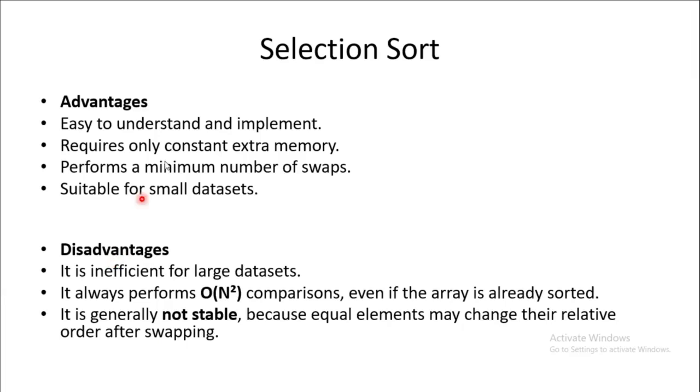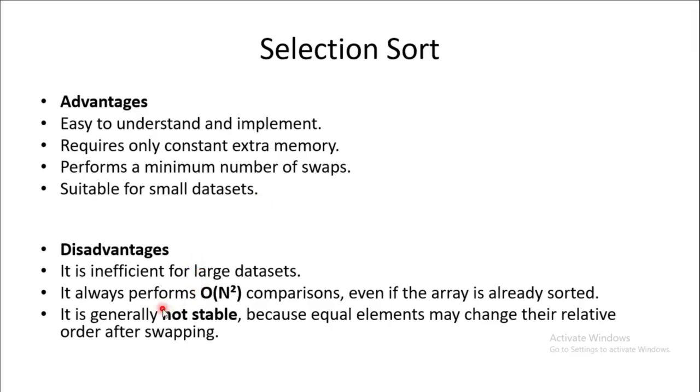Now, the advantages of selection sort are that it is easy to understand and implement. It requires a constant amount of memory. It performs a minimum number of swaps as compared to bubble sort, and it is suitable for smaller data sets.